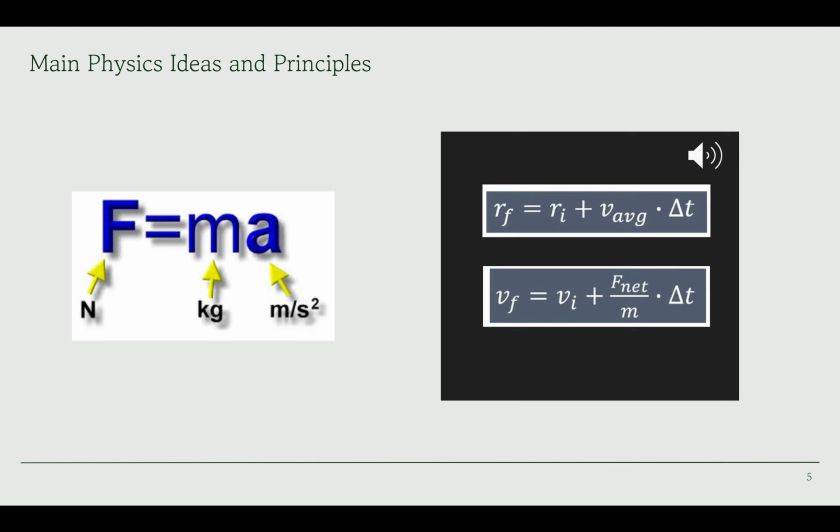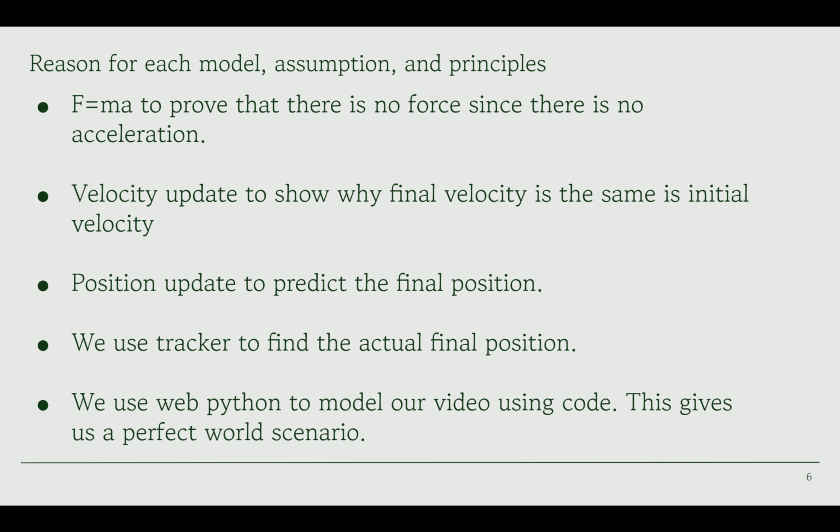This is visualized, the Newton's second law and the position and velocity updates. The second law is to prove that there is no force since there is no acceleration. The velocity update is to show why final velocity is the same as initial velocity. The position update is used to predict the final position. We use Tracker to find the actual final position, and we use WebPython to model our video using code. This gives us a perfect world scenario.